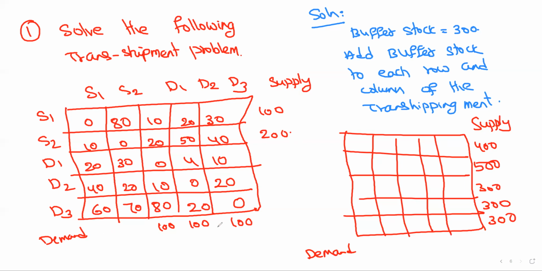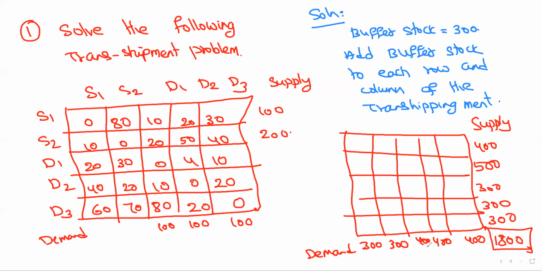And for demand, we have to add: 0 is there, nothing is there. 0 plus 300, 300, 300. 100 is there, 100 plus 300, 400. Again 400. And this is also 400. Now add supply and demand. How much do you get? You check it once. 5 plus 4, 9, 12, 15, 1800 I got.